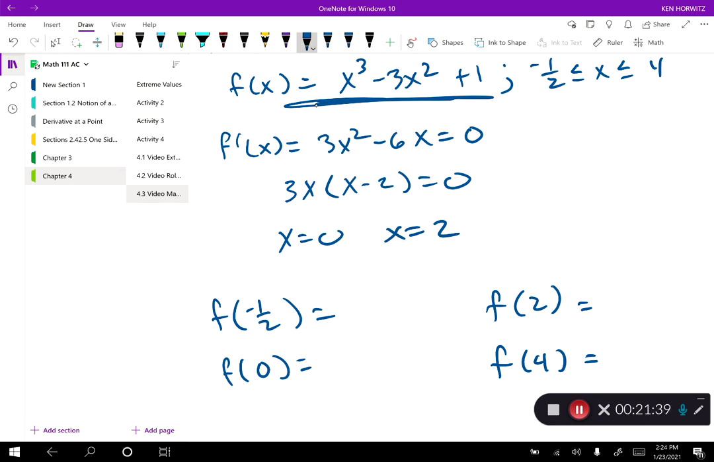Okay, so hopefully you paused the video and did the work. I got 1/8 for f of negative 1/2. For f of 4, I got 17. For f of 2, I got negative 3. For f of 0, I got 1. Once again, the biggest is going to be your maximum.